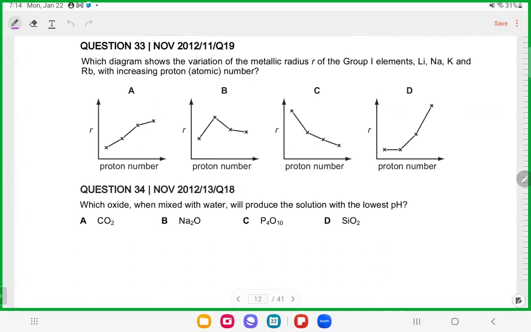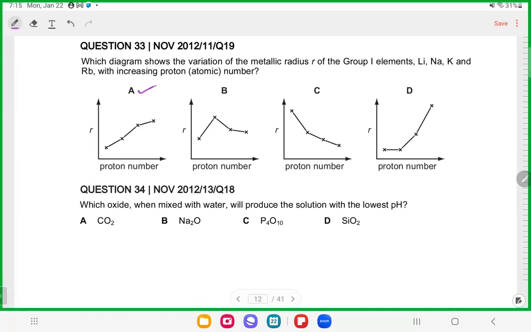Okay, which diagram shows the variation of the metallic radius of the group 1 elements lithium, sodium, potassium, and rubidium with the increasing proton number. Atomic radius down the group: it increases or decreases? बढ़ जाता है, तो बढ़ने वाला रेडियस कौन सा है बेटा? I think the right answer is A.